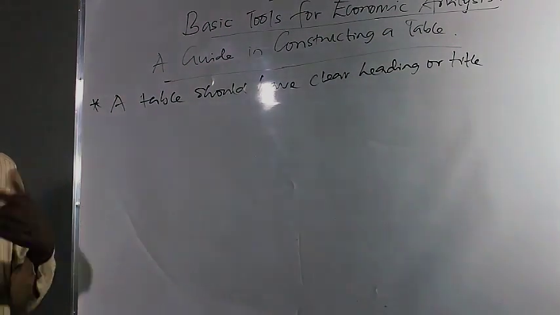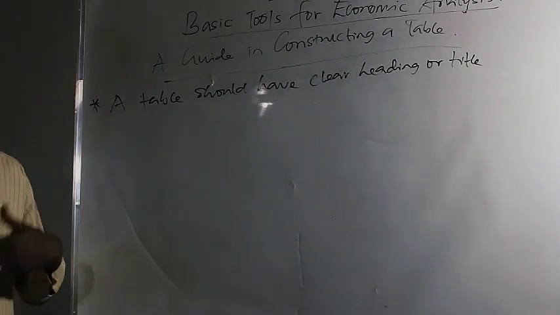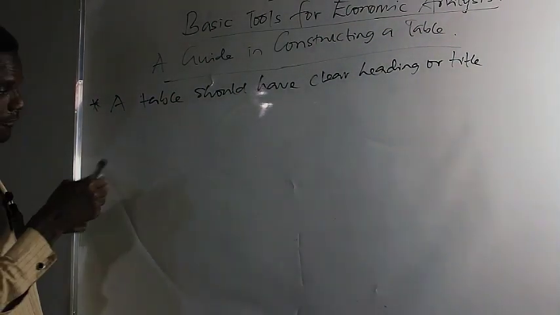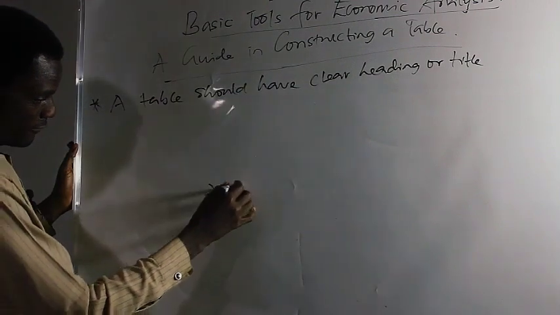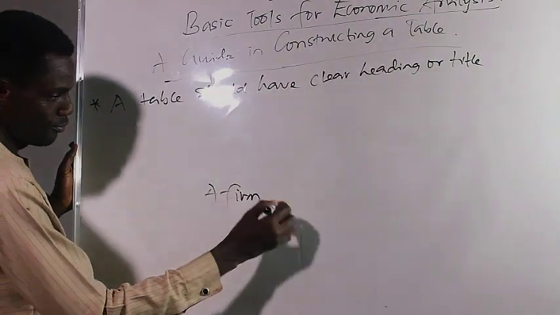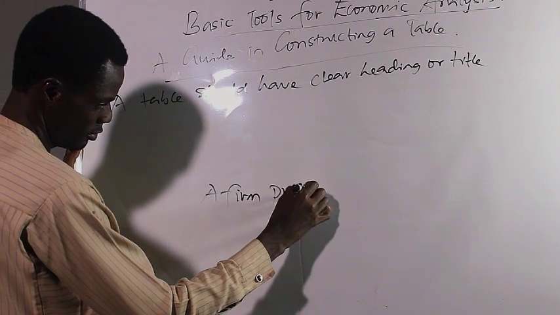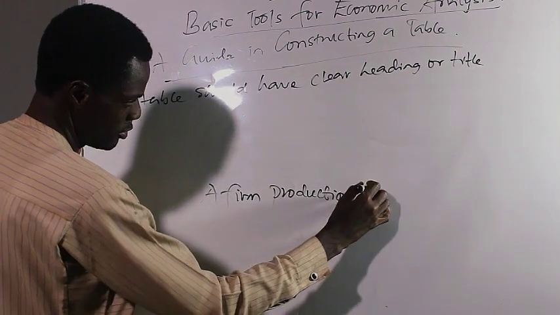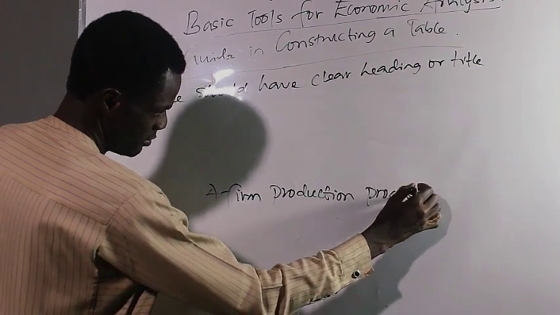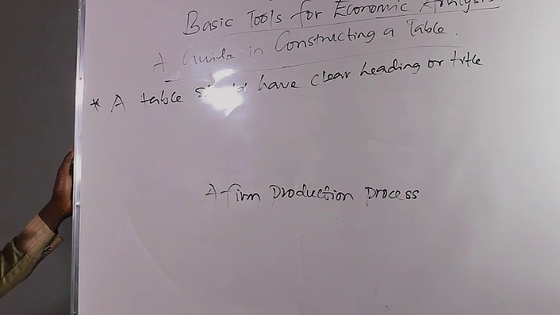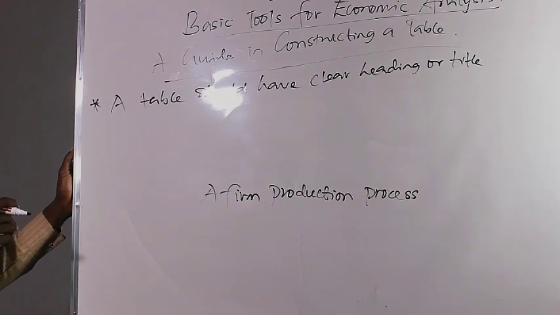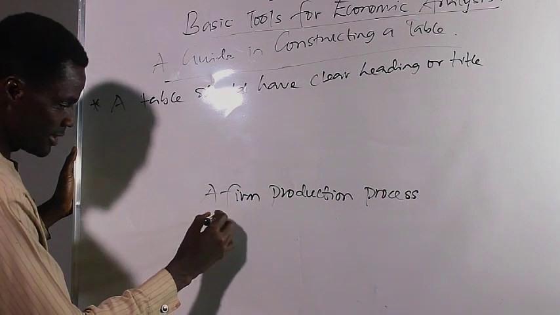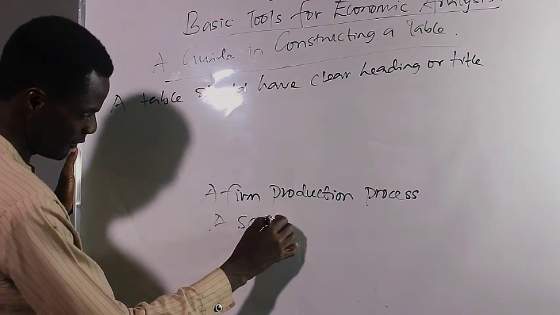That means what is it all about? If it is about a firm, then you write a firm production process. So this is an example of a title of a table. Then it can be a scale of preference.